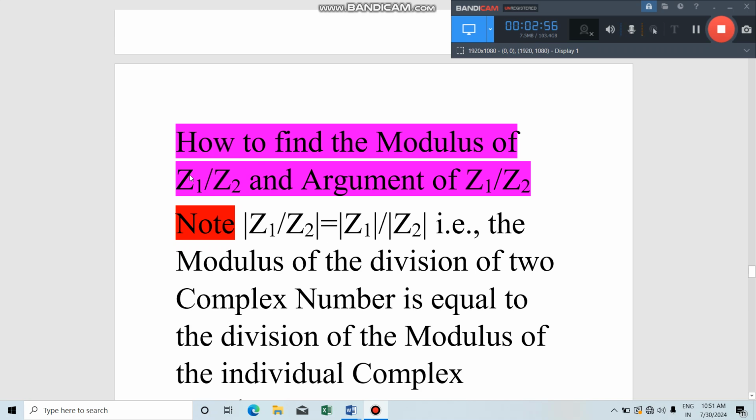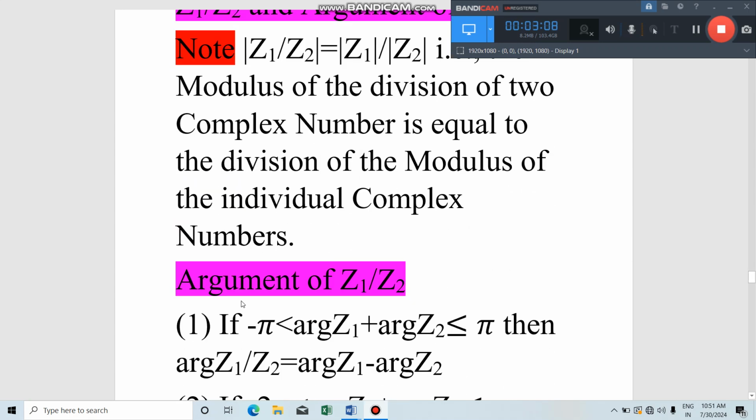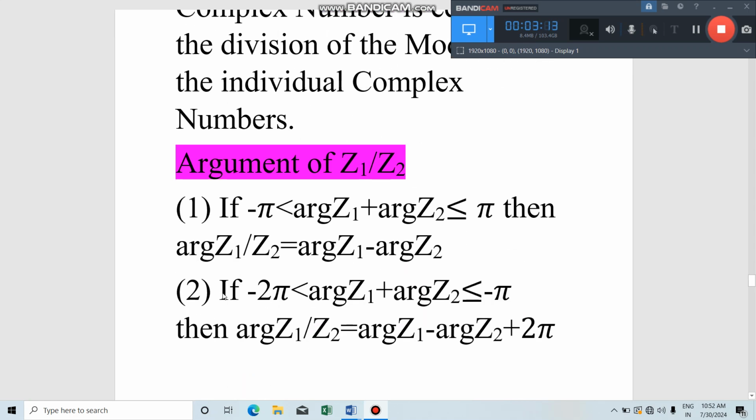Now how to find the modulus of z1 by z2? Mod of z1 by z2 equals mod z1 by mod z2, that is, the modulus of the division of two complex numbers is equal to the division of the modulus of the individual complex numbers. Now argument of z1 by z2.